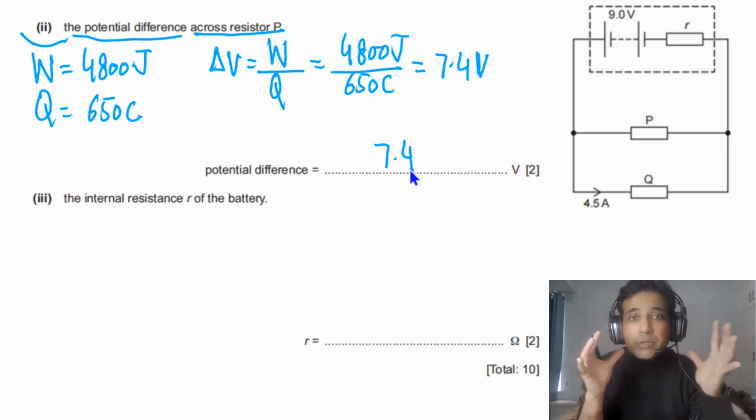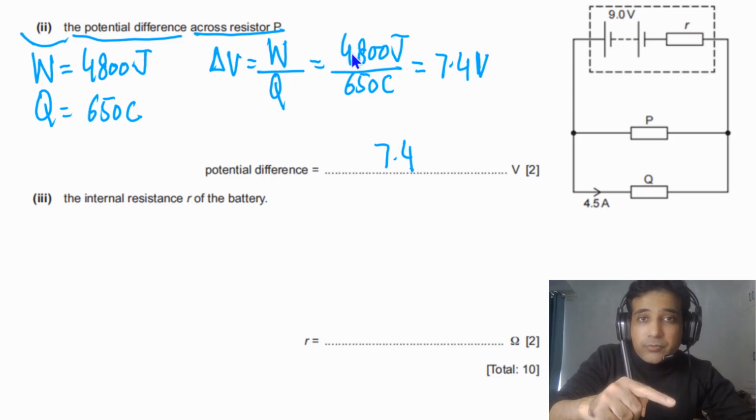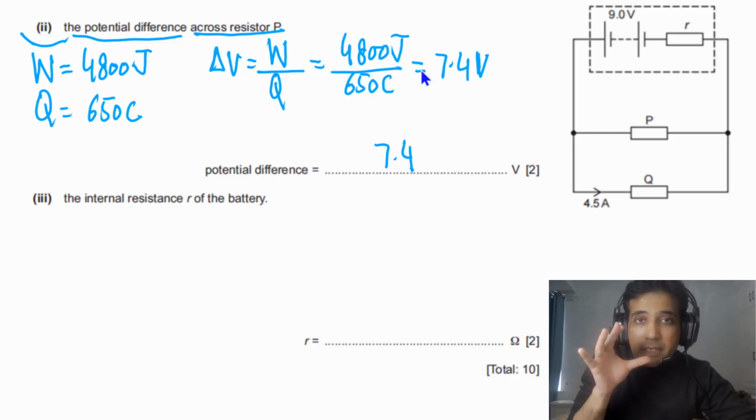So this is how you can calculate potential difference. It simply means that when this much charge passes through resistor P, this amount of electrical energy will be converted into thermal energy. So this is how you can calculate potential difference across any resistor.